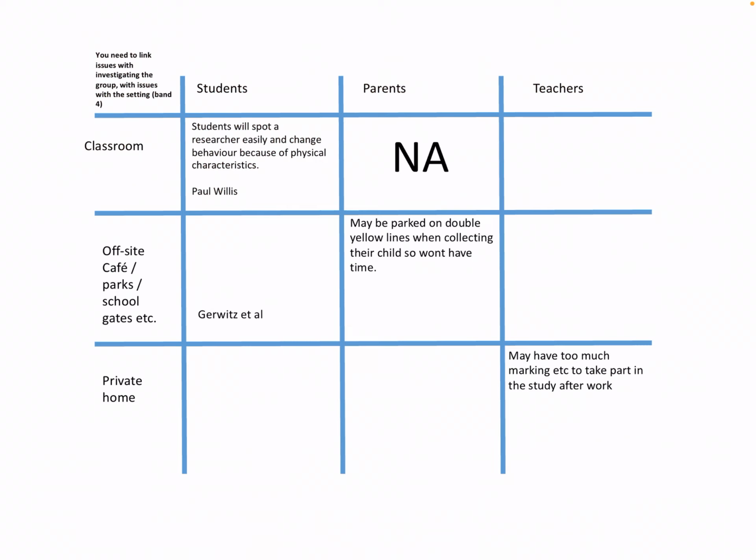And finally, I've given you a quick example there for the private home. You can, of course, research students, parents, and teachers in the privacy of the home, but there are many reasons why that is unlikely to happen. But there are also many reasons why actually doing research in the privacy of the home is a really great type of research. Try and think about why students might be more open and honest, and parents and teachers, if they're in the privacy of their own home. But yeah, teachers probably could have too much marking. They might have families, so they might not be able to take part in the study after work, okay?